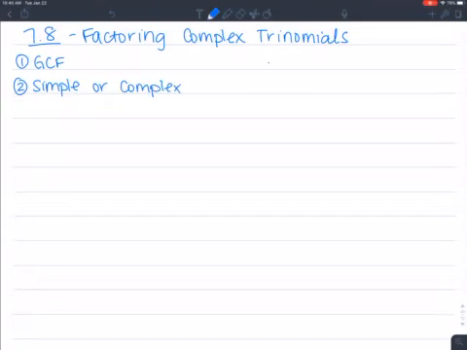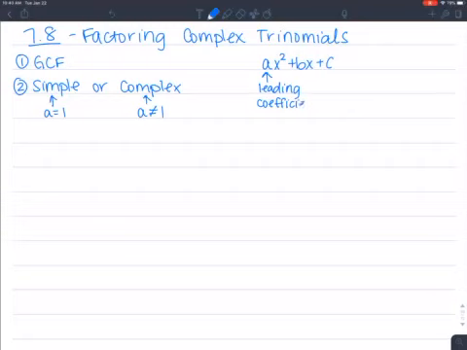So if we look at our standard form, we have ax squared plus bx plus c. Simple means the a, this term right here, is a 1. Complex means that a does not equal 1. So it could be a different number. It could be a prime number. It could be a composite number. But that leading coefficient, when it's in standard form, is not 1.